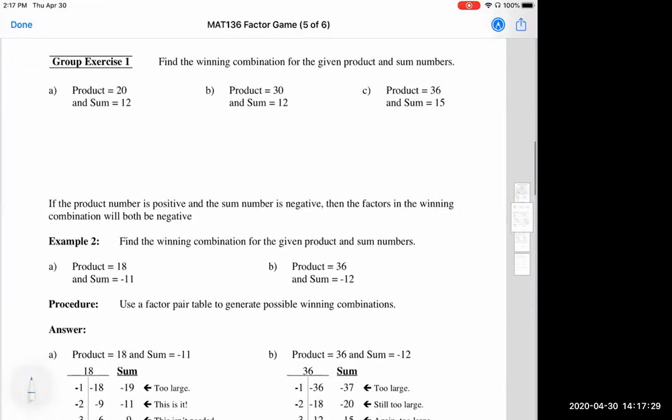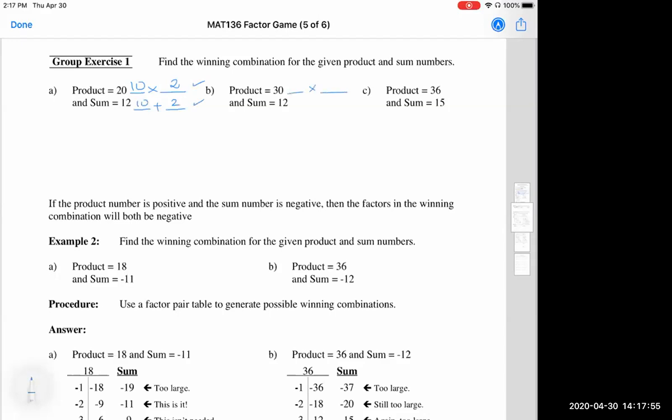So let's go ahead and do this group exercise. We want to think of two numbers that when we multiply them, give us the number below. What two numbers can I multiply to make 20, but when I add them, get 12? 10 times 2 gives me 20, and 10 plus 2 gives me 12. Checks out. Cool.